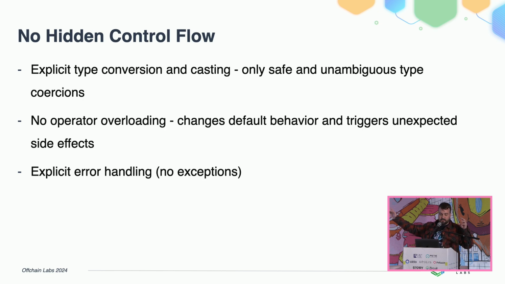Again, reiterating, there's no hidden control flow. Typecasting is explicit. Only safe and unambiguous type conversion is allowed. The compiler will catch anything that's unsafe as far as casting goes. There's no operator overloading. You can't overload the plus sign to do something arbitrary. That's just going to do regular integer addition. There's no way to overload that behavior. So that's nice because you're avoiding unintended side effects, which, in smart contracts, you don't want anytime.